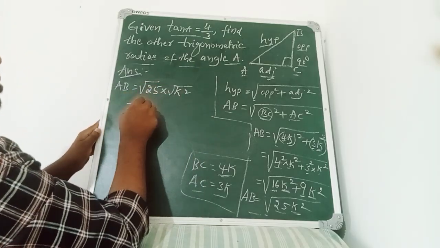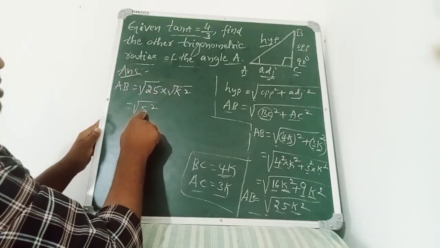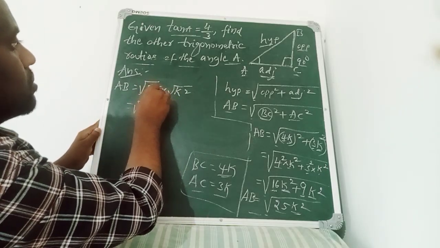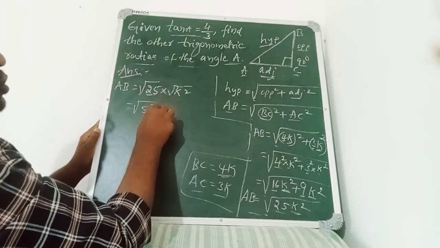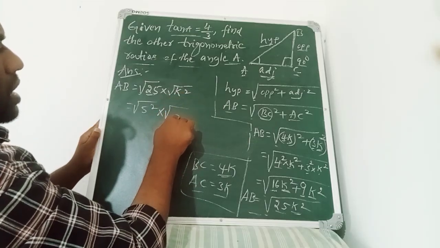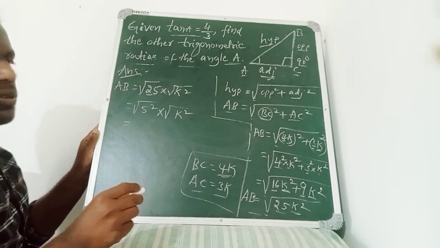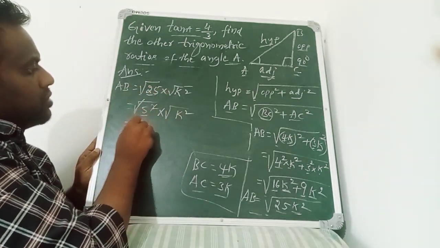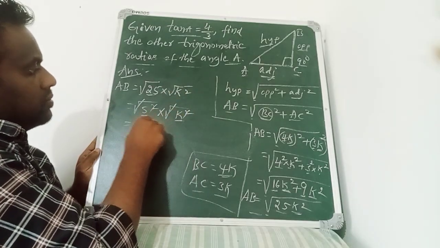Next step, write the square root. See, 25 can be written as 5 square. 5 square means 5 into 5, 5 fives are 25, so we can write 25 as 5 square. This into the square root of k square, which I will keep as it is. Next step, this square root cancels. What is left? 5. This square root cancels. What is left? K.